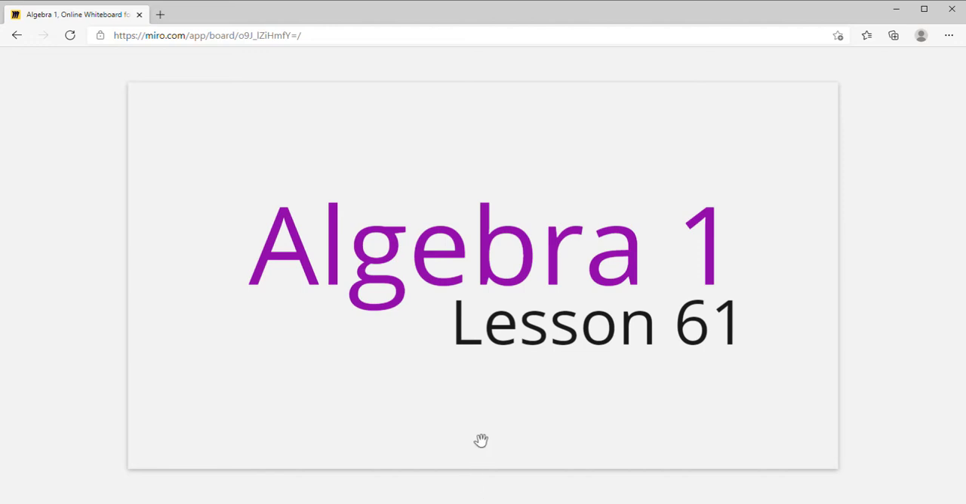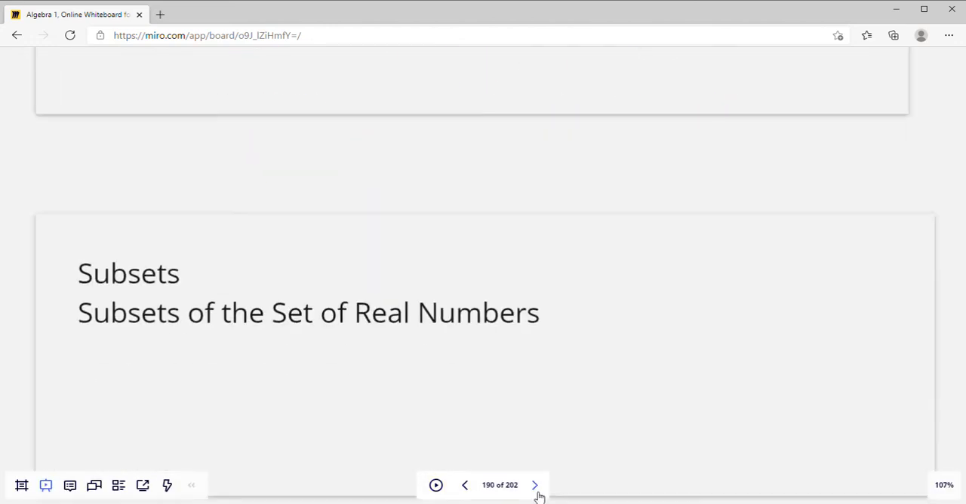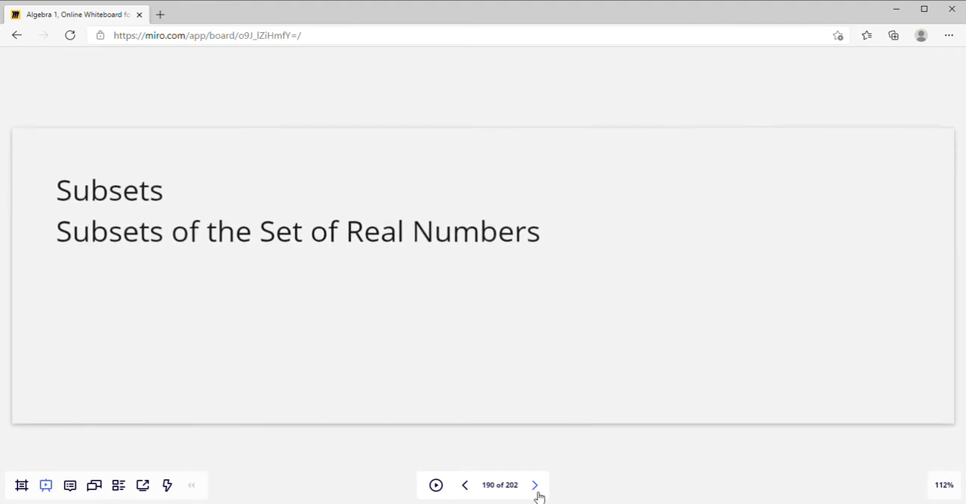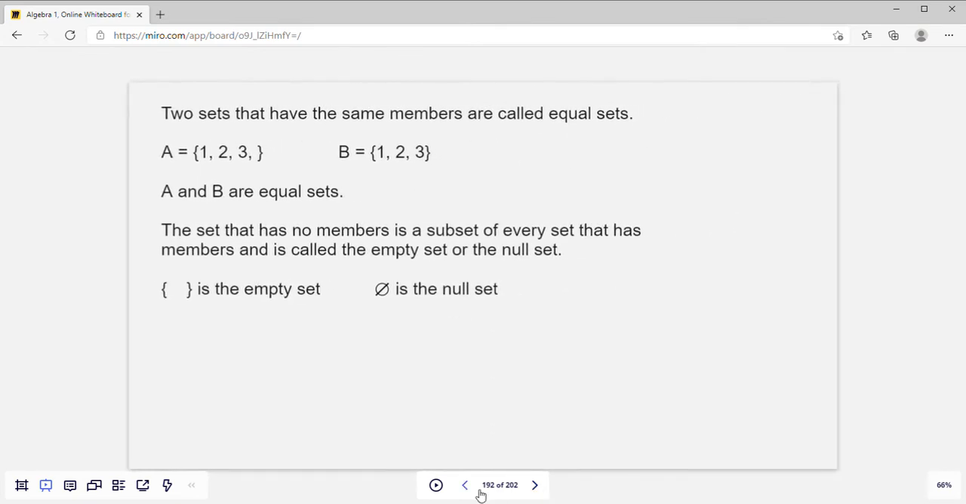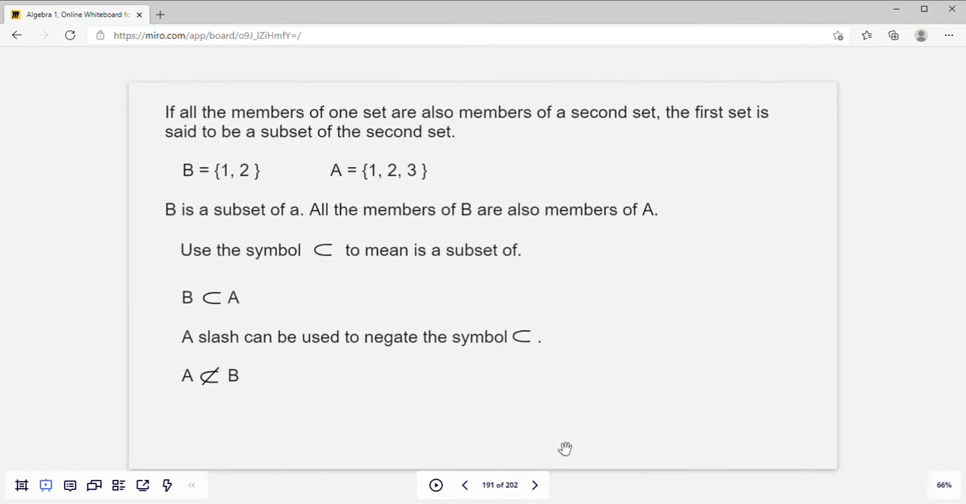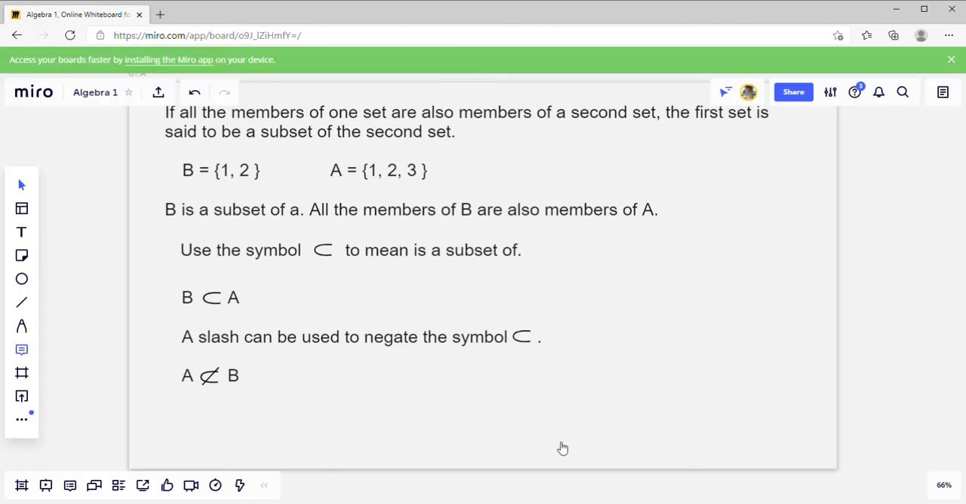Hi everybody, this is Algebra 1, Lesson 61, and in this lesson we're going to cover subsets and subsets of the set of real numbers. Alright, if all the members of one set are also members of a second set, the first set is said to be a subset of the second set. There's a lot of sets in that sentence. Alright, so I'll show you what that means.